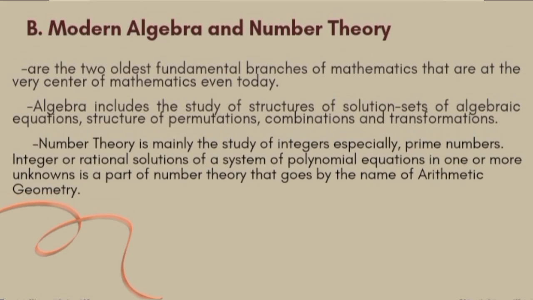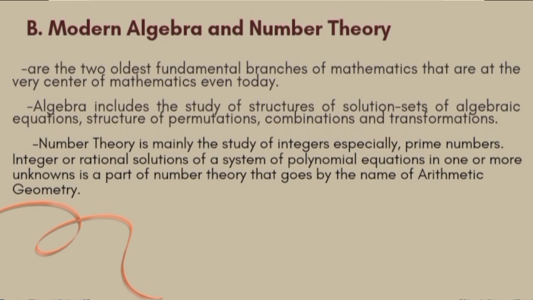And now, let's proceed to modern algebra and number theory. Modern algebra and number theory are the two oldest fundamental branches of mathematics that are at the very center of mathematics even today. Algebra includes the study of structures of solution sets of algebraic equations, structure of permutations, combinations, and transformations. Number theory is mainly the study of integers, especially prime numbers.